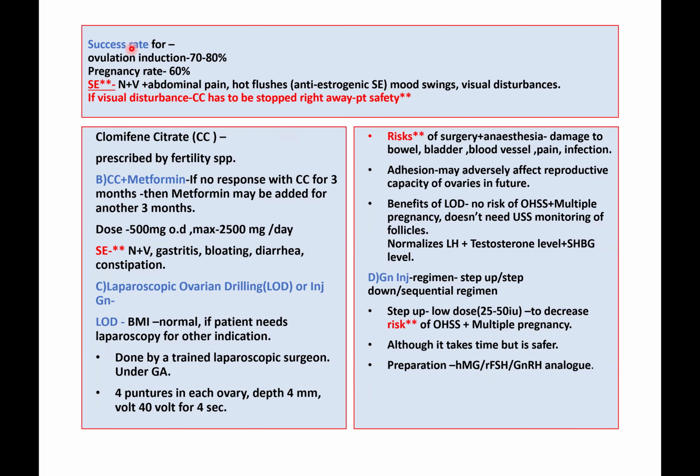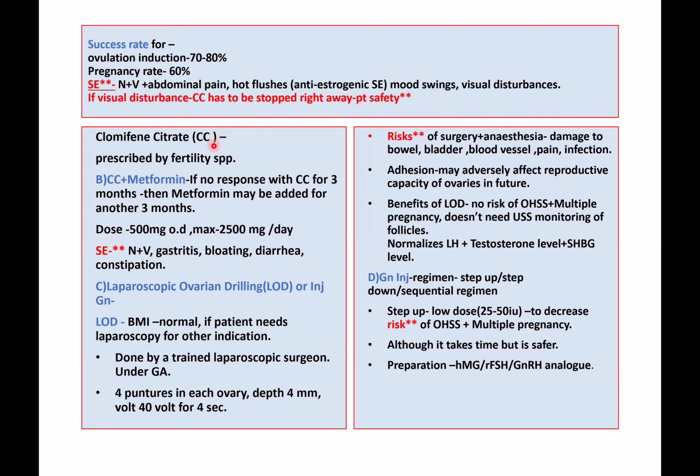Okay. What about the success rate? Ovulation induction can happen in 70 to 80%. Pregnancy rate is 60%. Side effects: the patient can have nausea, vomiting, abdominal pain, hot flushes, because it is an anti-estrogenic side effect of this medication, mood swings, visual disturbances. If she has visual disturbance, then clomiphene has to be stopped right away. This is a very serious side effect, and that is the patient safety.